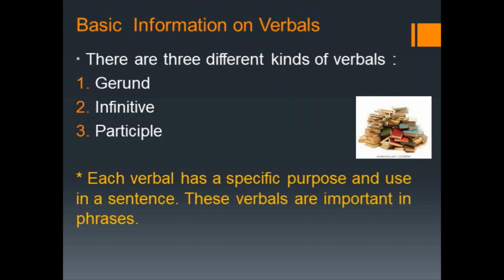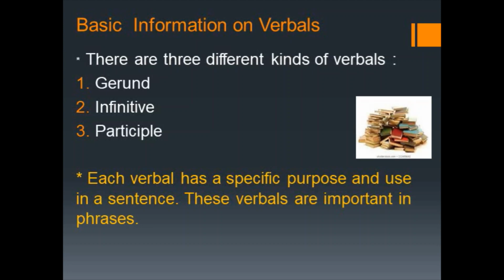So, note this. Each verbal has a specific purpose and use in a sentence. These verbals are important in phrases. The word phrase may be new to you, and I will take classes on phrases later on. For now, I can say that phrases are groups of words that work as a part of a sentence. So verbals help us to form phrases. There are three different kinds of verbals: gerund, infinitive, and participle.